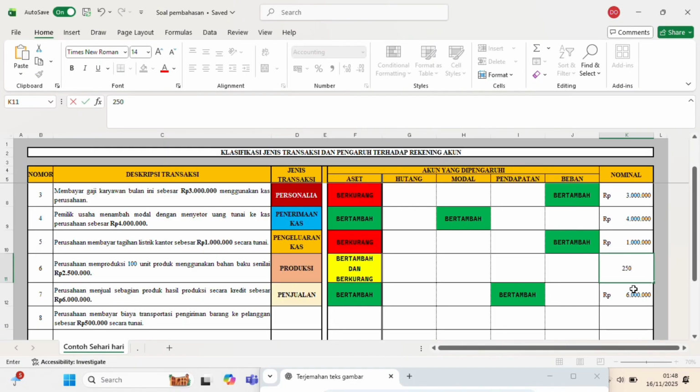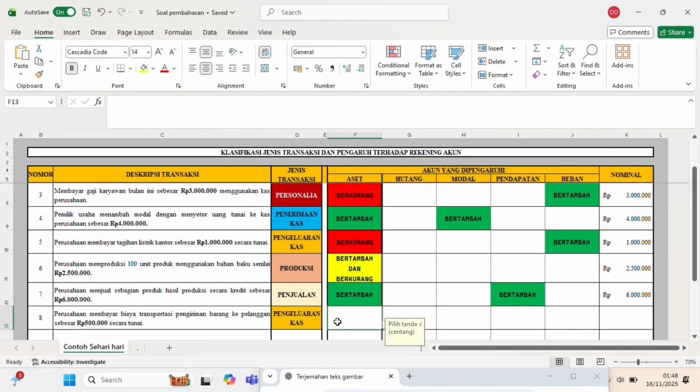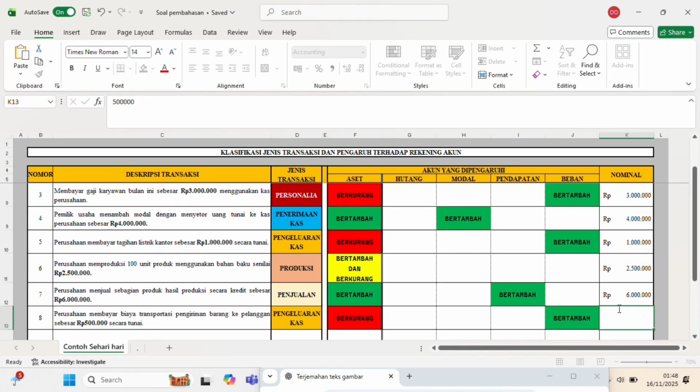Number 8, or the last one. The company paid transportation costs for delivering goods to customers amounting to 500,000 in cash. This is a cash outflow transaction because the company spent cash to pay for delivery expenses. The accounts affected are cash, an asset, decreases, and delivery transportation expense increases, amount 500,000.